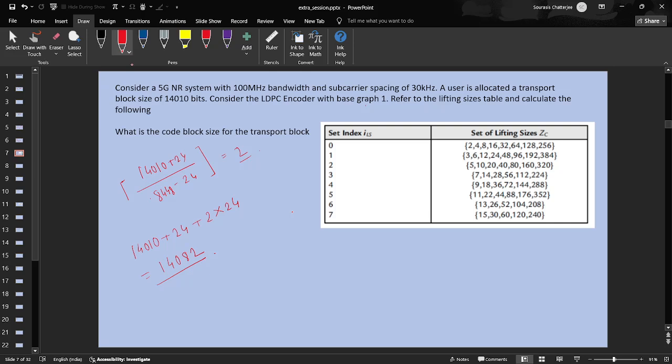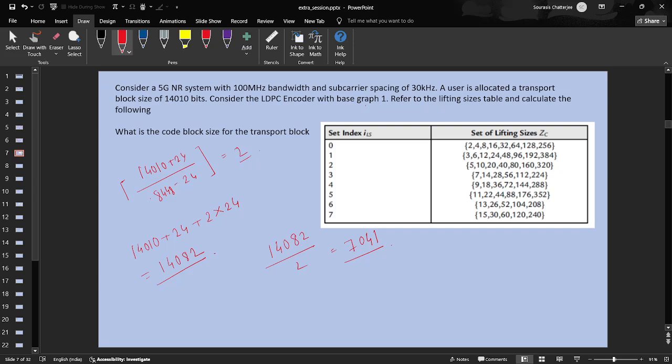What next should I do? For base graph 1, 22 times Zc will be greater than this one, so I'll divide it by 2. That gives 7041. Fine, I got a number.